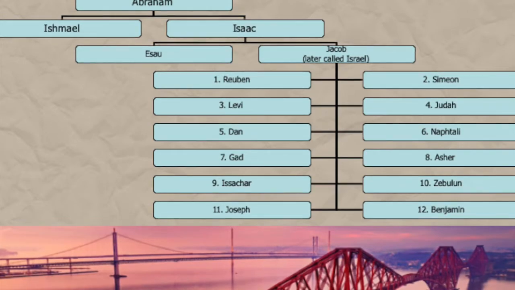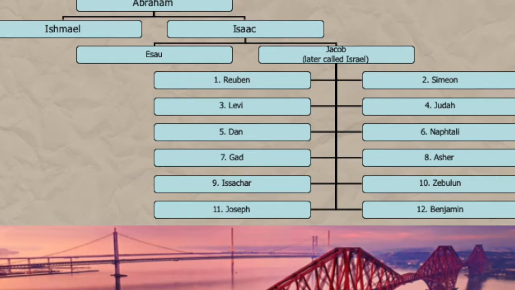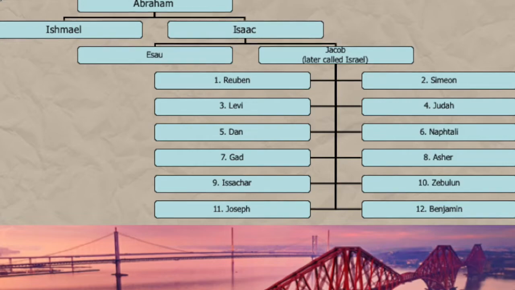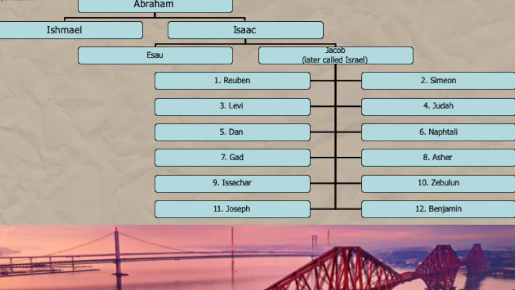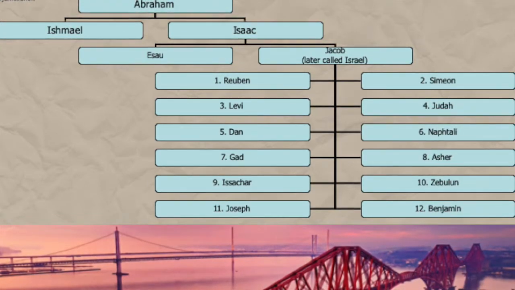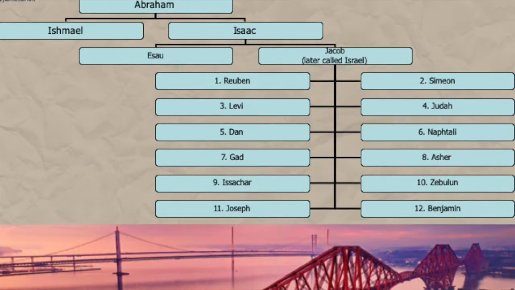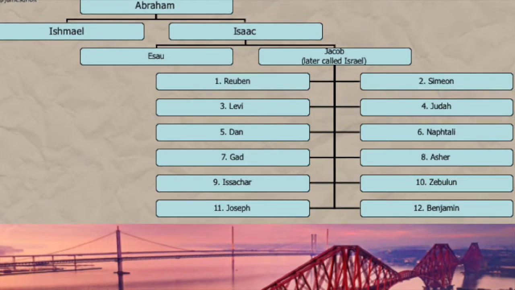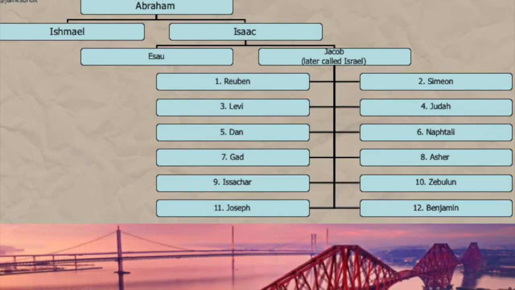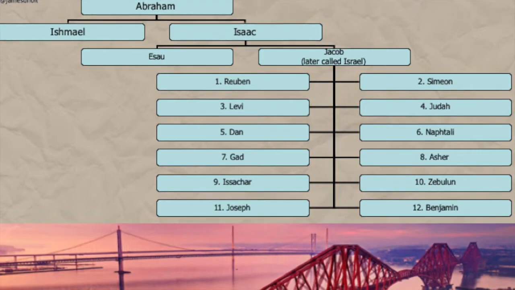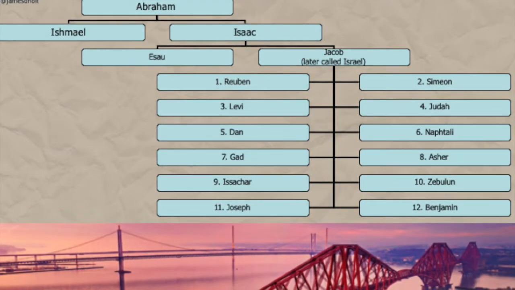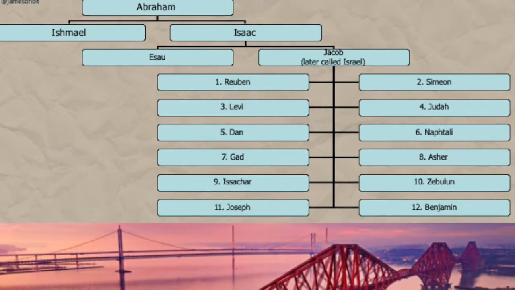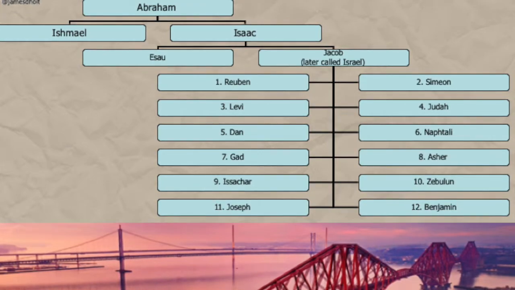And at the same time, he also received the promise that he would have numberless children, or numberless seed, and also the land of Canaan. But by the time he was old and his wife was old, they had no children. And so Sarah suggested that she give Abraham her servant, Hagar. And so therefore, Hagar had the son Ishmael.